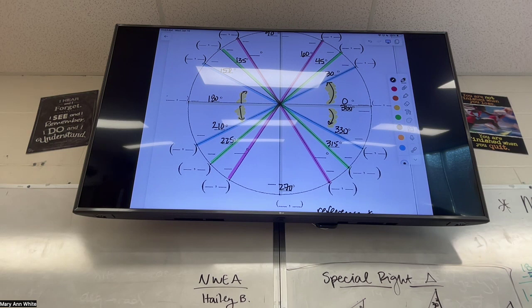First one is 60, second one is, third one is, 240. And then third one is, good, 300. Yeah. 300.